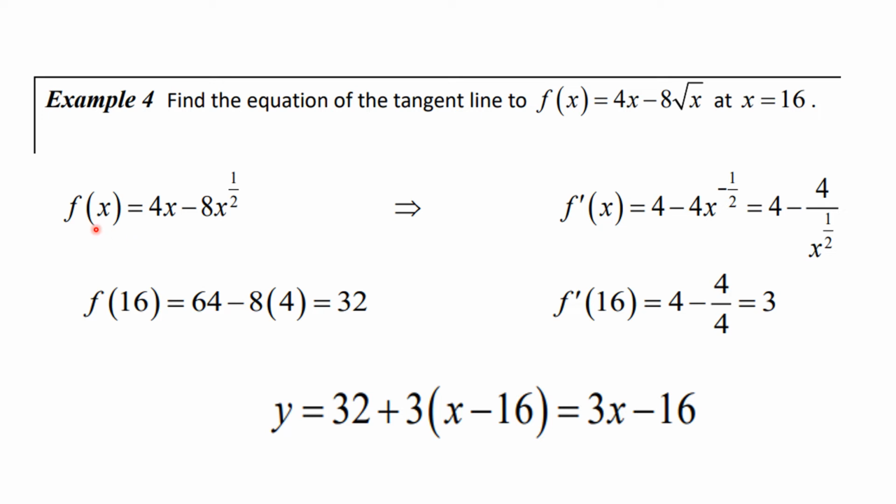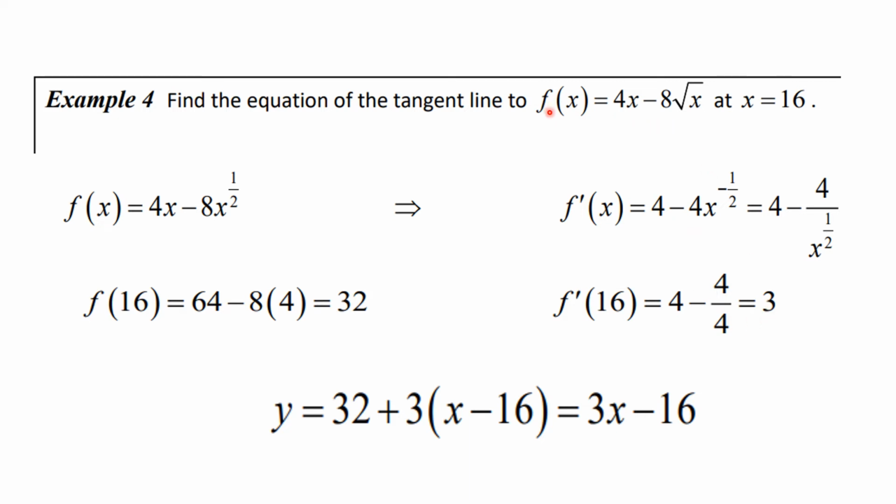Alright, so this is f of x. So f prime is going to be this. That's a minus 1/2. And so when I write it this way, I would have it this way. Now I have to substitute 16 into this. That will tell me the slope. So when I substitute 16 into this expression, I get 3. So the slope is 3.